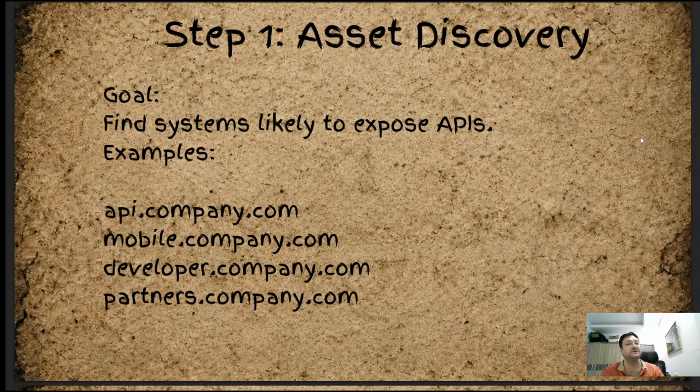So asset discovery. You want to find systems that likely expose APIs. So this is important, right? You want to see what the web application is doing. Are there any APIs? What is there you can see? Some good examples are something like api.company.com, mobile.company.com, developer.company.com, partners.company.com. These are super important because these endpoints actually tell a lot of things.